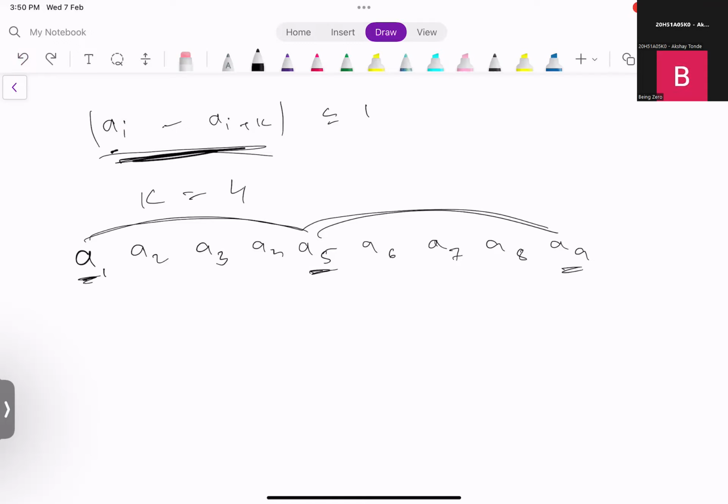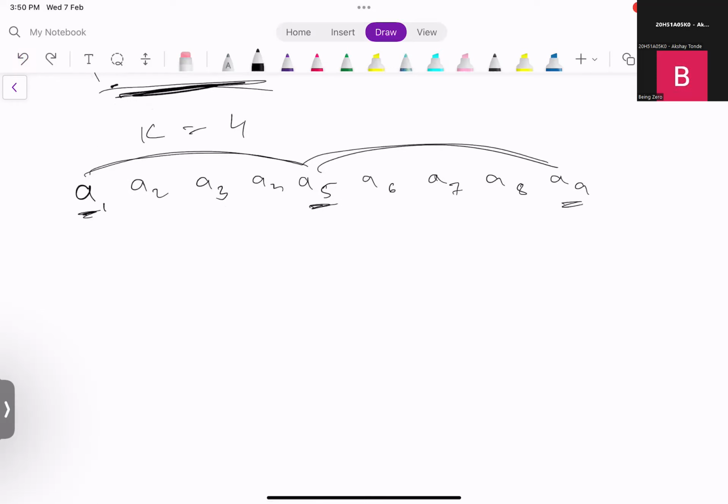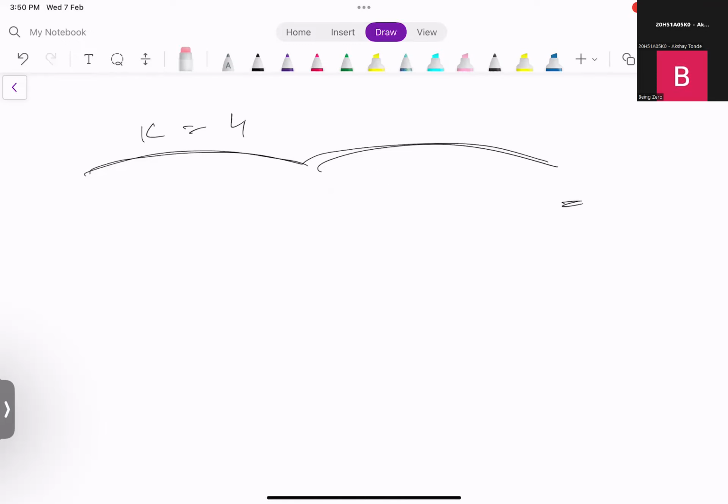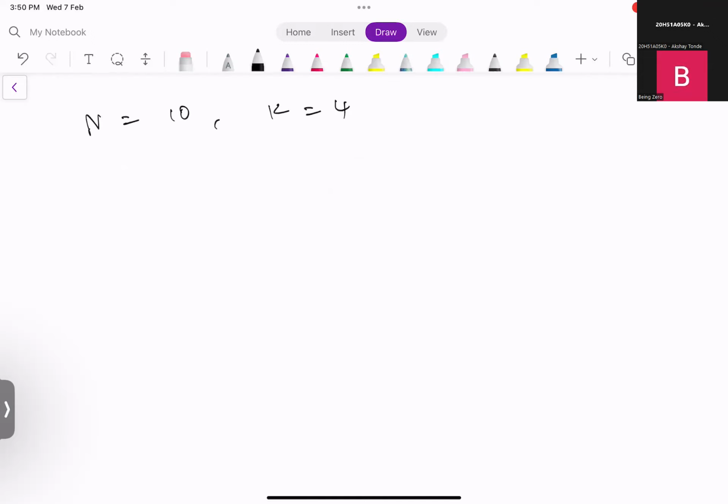So what's our first thought when we think about something like this? Okay, so let's consider some n and k values. Let's say n value is 10 and k value is 4. Now n value is 10 and k value is 4, which means we need to form a permutation of size 10, right?